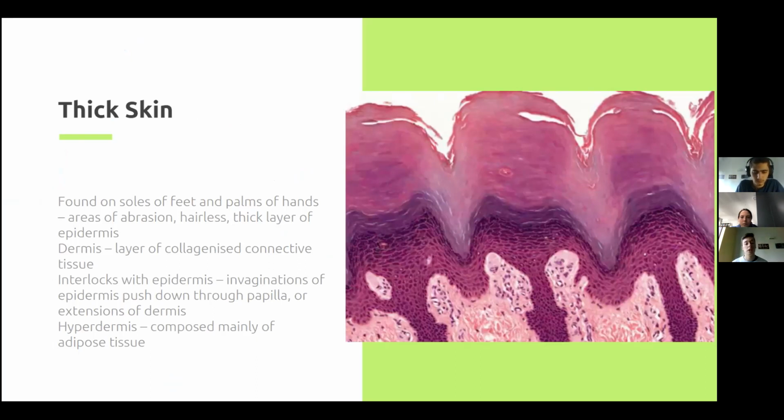So you've got a thick layer of the epidermis. You've also got the dermis, which you can see here is layers of collagenized connective tissue that interlocks with the epidermis. Sorry, the dermis is down the bottom and the epidermis is at the top. These invaginations of the epidermis push down through the collagenized connective tissue as papillae, which are these pointy bits. Then you've got the hypodermis, which is not visible in this image, and is mostly composed of adipose tissue.